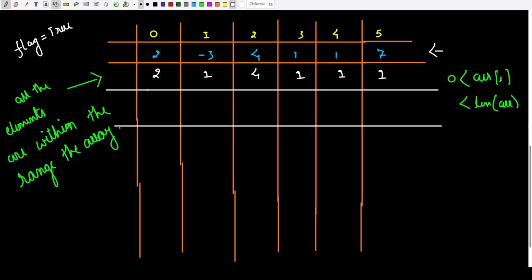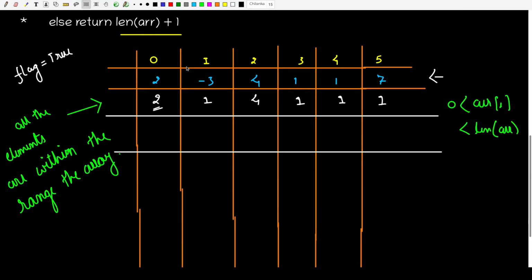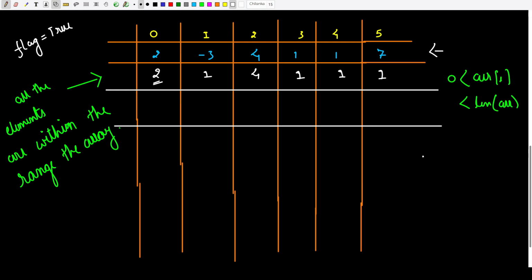Now in the next iteration, we are going to iterate on the elements of the array and mark its presence by turning that element to negative. What do I mean by this? Let us say this 2. As you can see, idx is equal to the absolute of arr[i], so over here my idx is equal to 2. Since this 2 exists in the array, we are going to mark the presence of 2 in the array, and the way we are going to do that is we are going to look for the first element. So 2 minus 1, idx minus 1, and we are going to turn this value to negative. So this becomes minus 1.